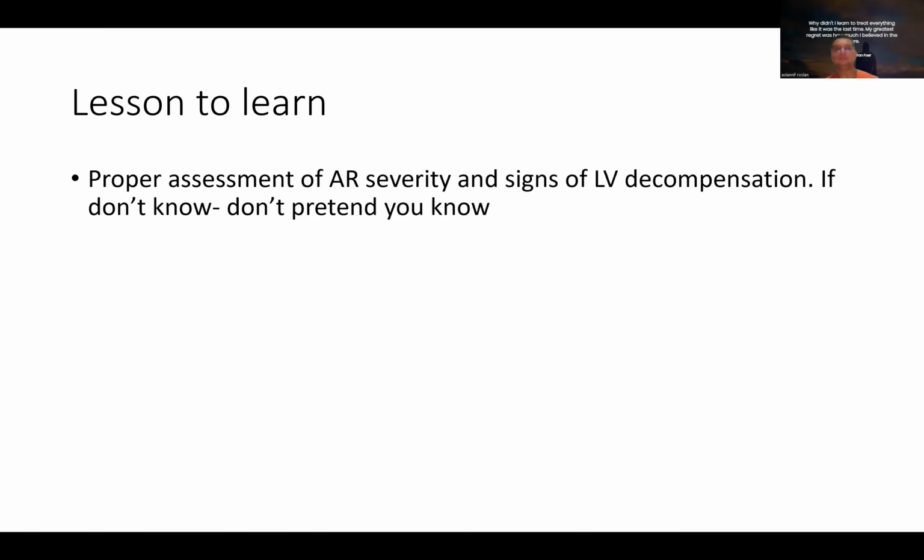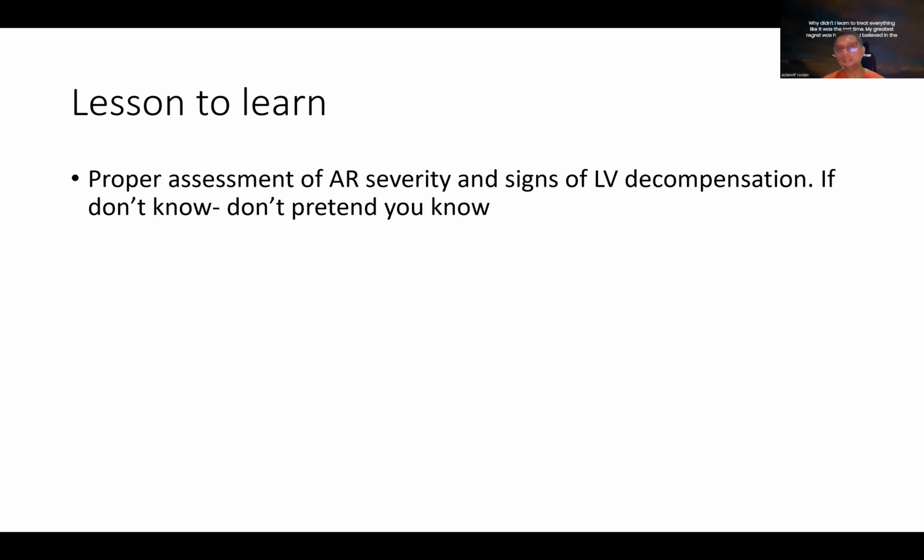So what are the lessons to learn in this patient? You remember this patient underwent 2 aortic valve replacements. In fact, there is some more story after this, but because I don't have the images, I think I just stop here. So what are the lessons that we learned? I think the proper assessment of AR severity is very important, because we operate on severe AR. So if you don't know what is severe AR, you cannot manage the patient.